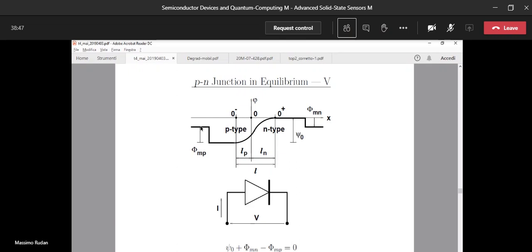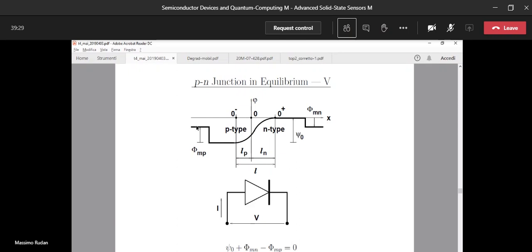Then we have this value of the potential. At the discontinuity, we go down by phi MP. Then here we go up by phi 0. And then here we go down again by phi mn. Okay, and we reach the same value of the potential as the one we started from. So this is like applying the Kirchhoff law for the loops.